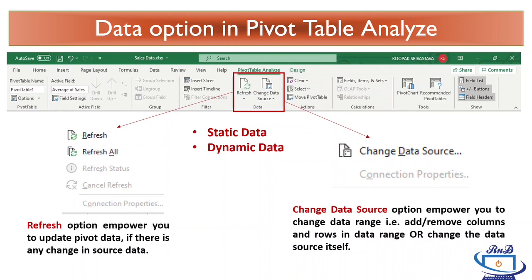If our data is changing within our selected data range, then we can use the refresh option to help the pivot know the changes. But if data is changed outside our selected data range, then we need to use the second option, change data source, so that the pivot understands our new range.